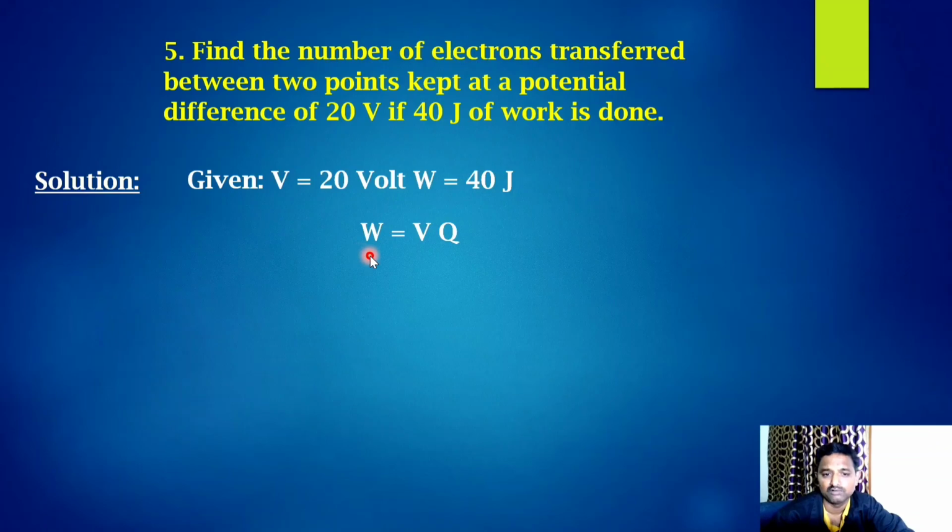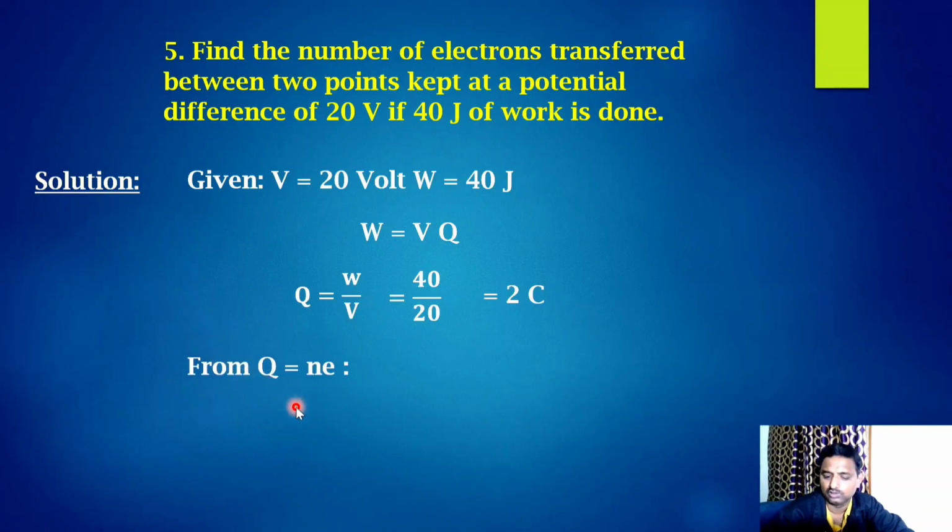So we have formula, work done is equal to potential difference into charge. So from that, charge is equal to W by V. So here W, work done 40 joule, and potential difference V 20. So I substituted 40 by 20. Then I got 2 coulomb.